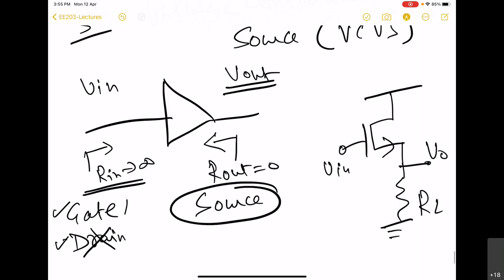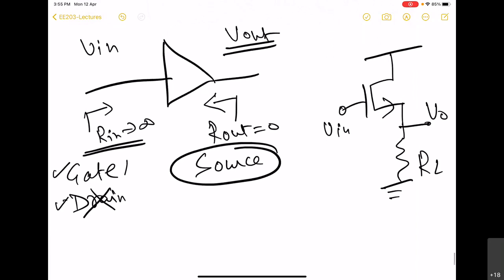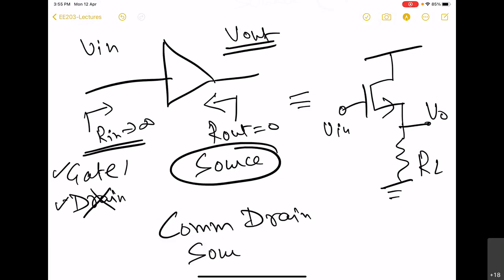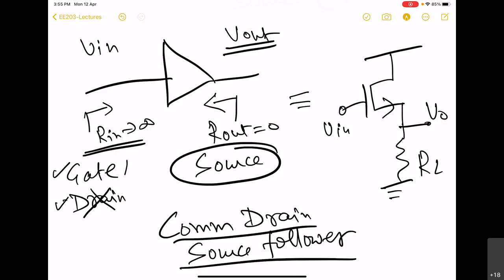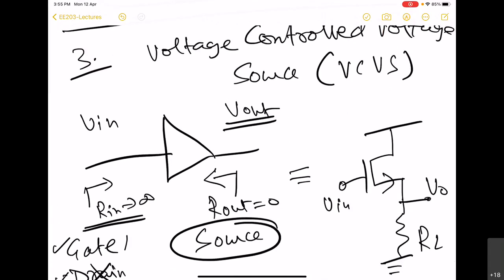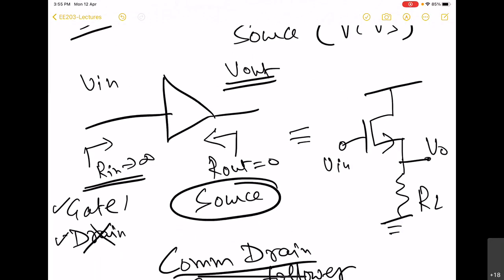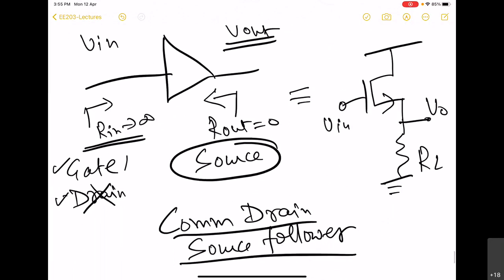right? So here we can see that we have the common drain, which is also called source follower, as the voltage controlled voltage source. But here, if you try to find out VO by V in, then this will always be less than 1. In the best case, it will be equal to 1, in the extreme case, assuming that the source is offering 0 impedance.